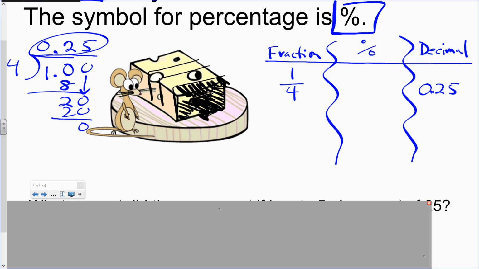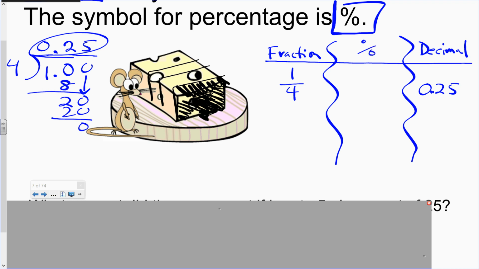25 hundredths of the cheese we ate. If it's a decimal, it's not a lot. It's the same as 1/4. So you're misunderstanding already. You say that's a lot. You're misunderstanding the whole point of this lesson, because 25 out of 100 pieces is the same as 1 out of 4 pieces.